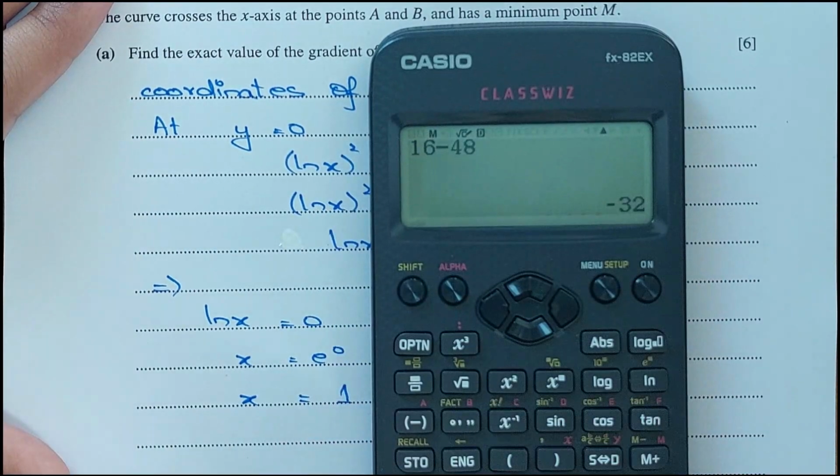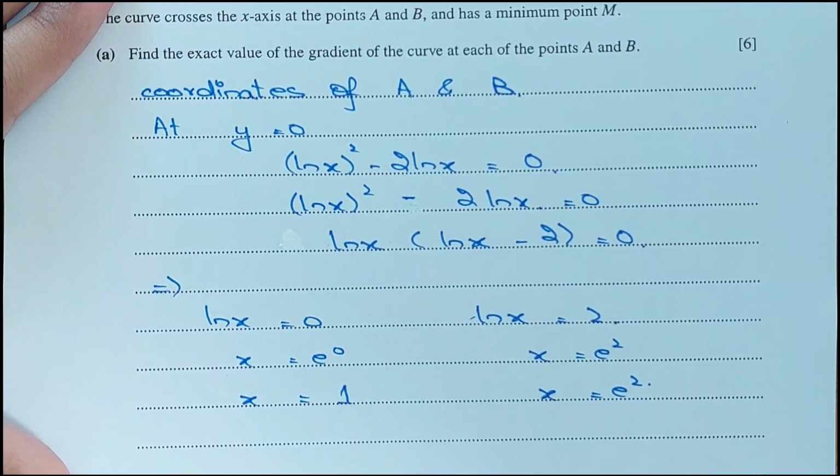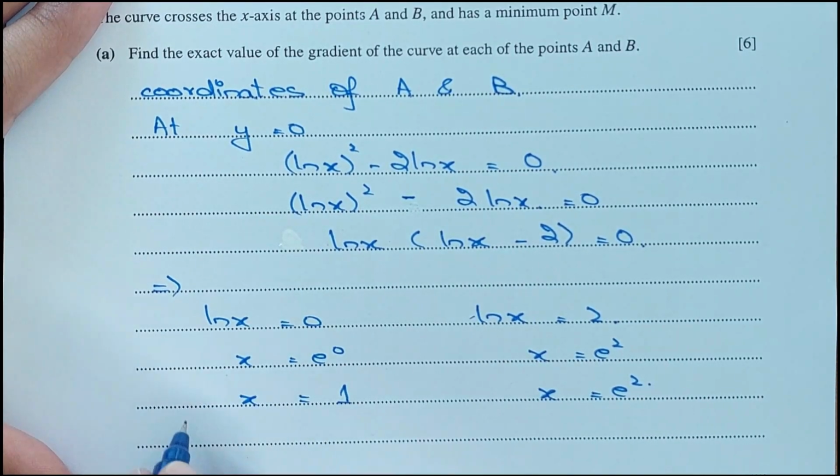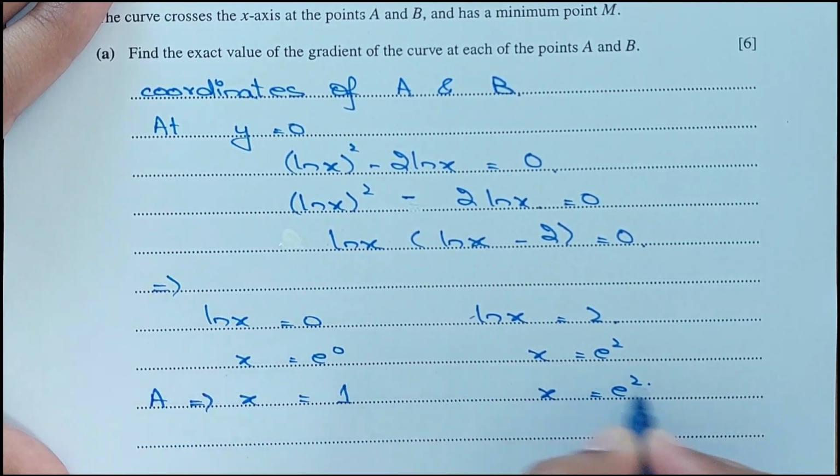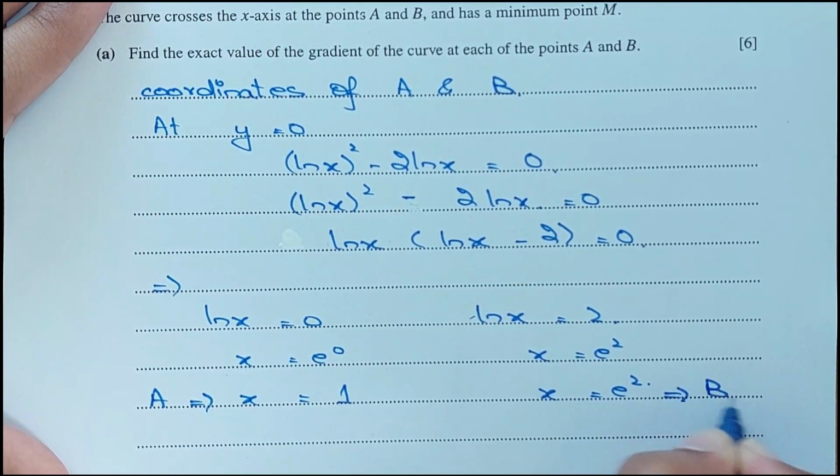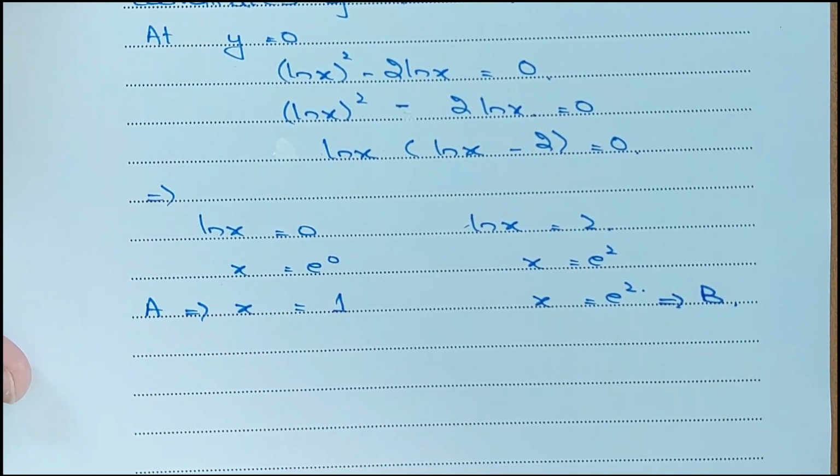So what is e power 2? E power 2 is 7.3. So this is the coordinate for A and this is the coordinate for B. Right, now let me find the gradient.